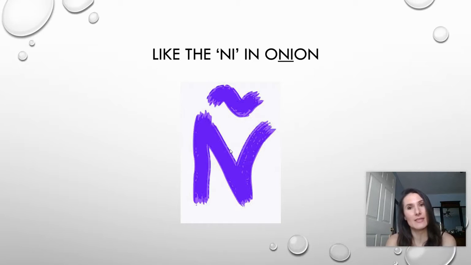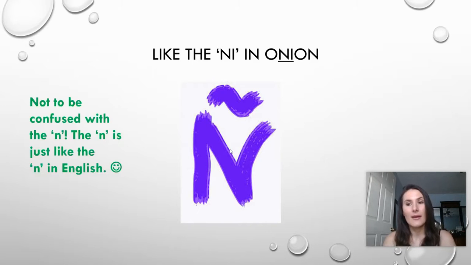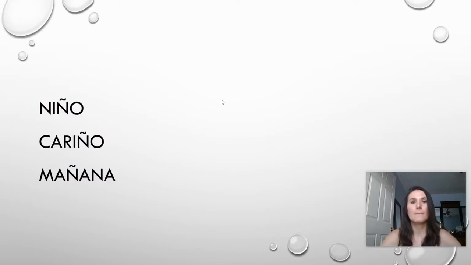So we actually do have this sound in English, but we don't think about it. When you say onion, you should feel your tongue hit the roof of your mouth. That's that sound. Ñ, onion. This is not to be confused with the N. In Spanish, both of them exist. We have the ñ, and if you take away this part, it's just a normal N, the same as in English.